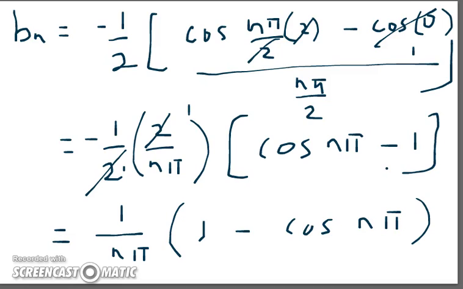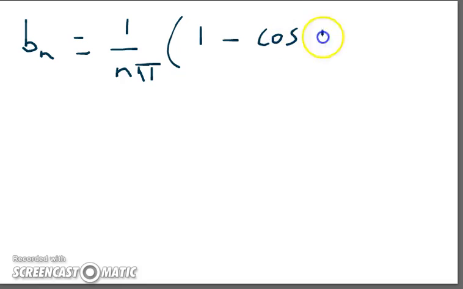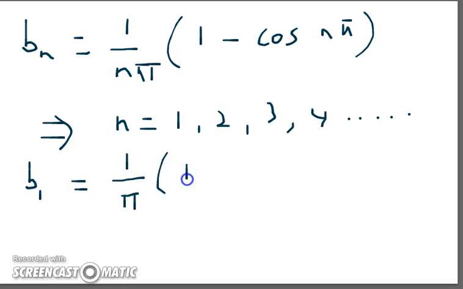Alright, after this, since we know that Bn equals 1 over n pi multiplied with 1 minus cos n pi, the first thing we need to understand is that all these are defined for n equals 1, 2, 3, 4, and so on and so forth. So we can start with B1 when n equals 1. So we have 1 over pi, 1 minus cos pi.